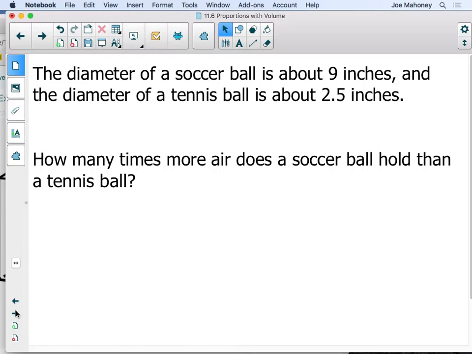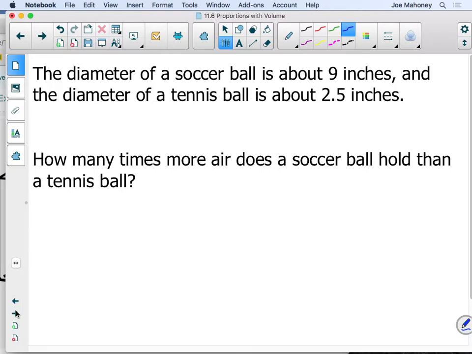So, one last one to think about. If you see a soccer ball, its diameter is about 9 inches. A tennis ball is about 2.5 inches in diameter. They are filled with air. So how much more air goes into a soccer ball than a tennis ball? How many more times is, I don't know, you know what I'm trying to say. I want to figure out what the volume difference is. How many tennis ball volumes would fit inside a soccer ball volume?